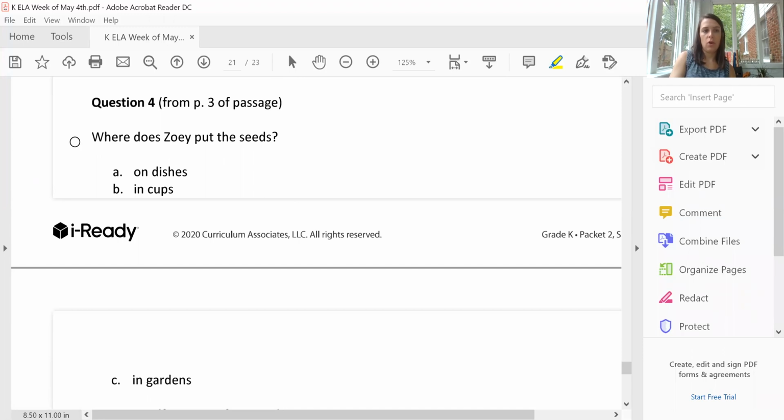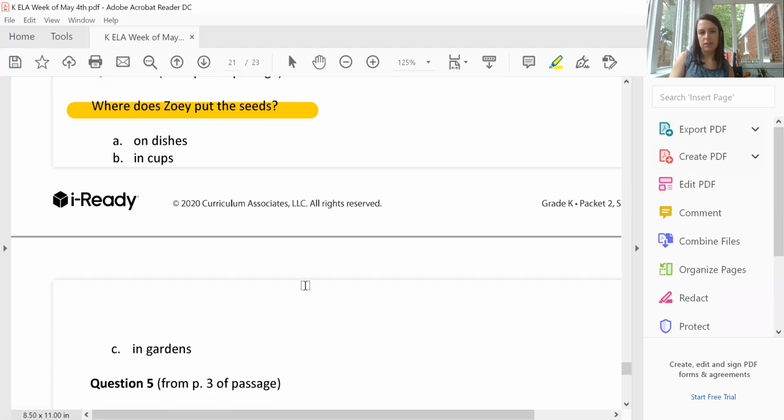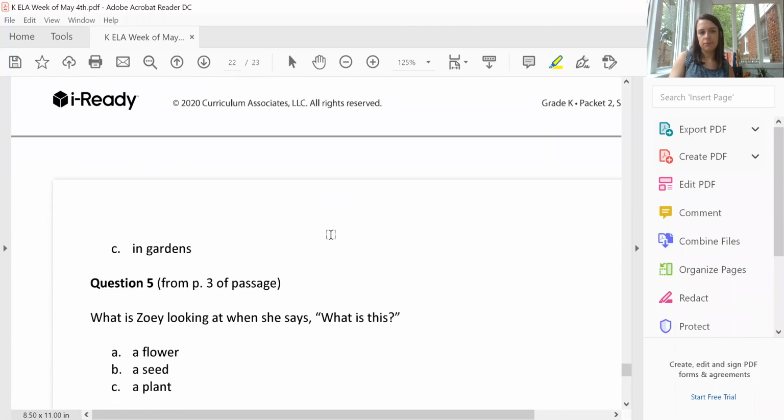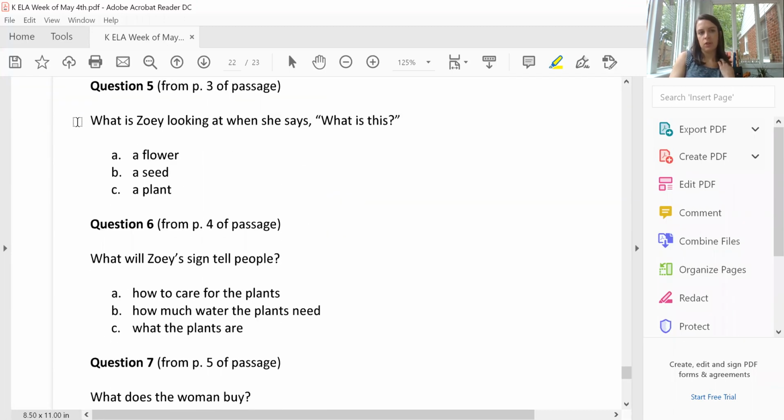Question 4, where does Zoey put the seeds? On dishes, in cups, or in gardens? So where does she plant the seeds? Question 5, what is Zoey looking at when she says, what is this? A flower, a seed, or a plant? So go back to page 3. What is Zoey looking at when she says, what is this?